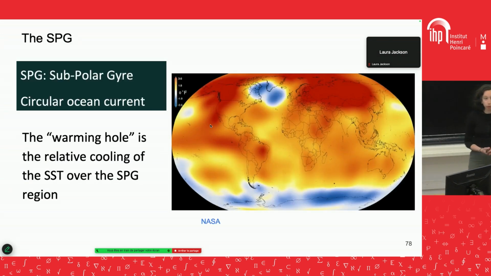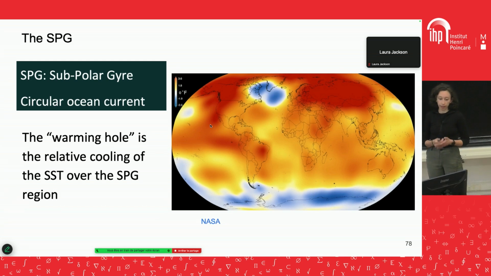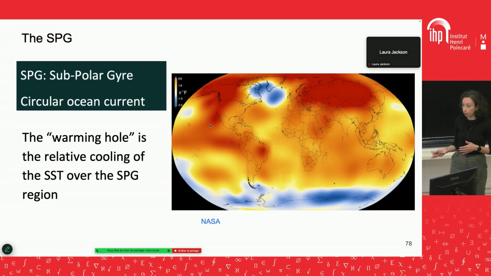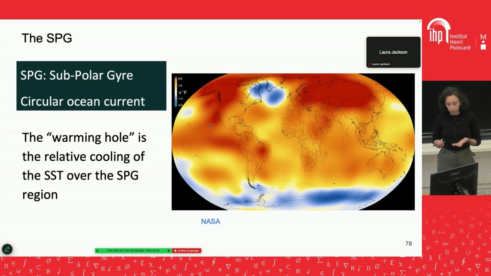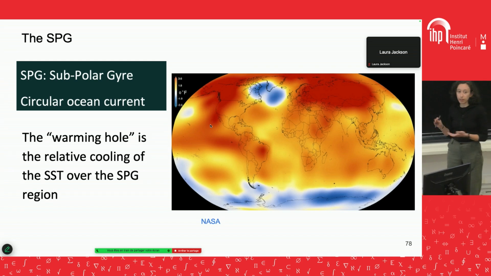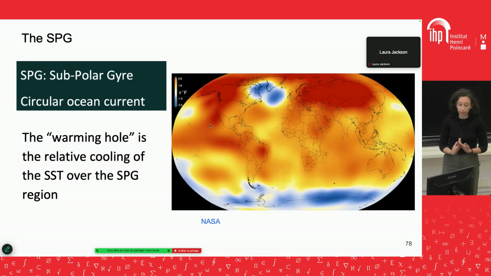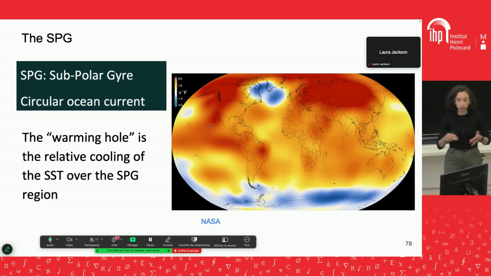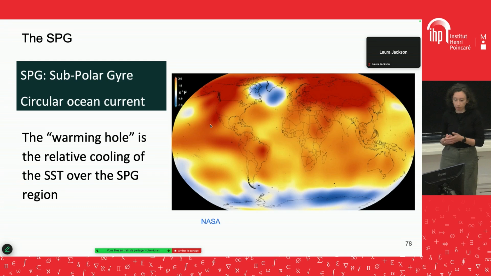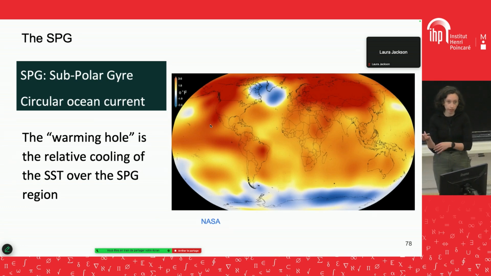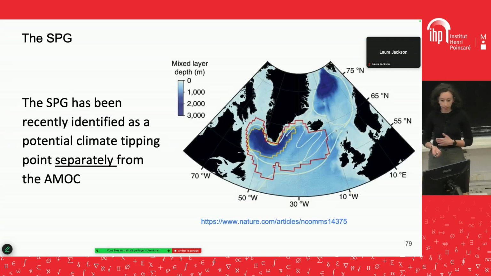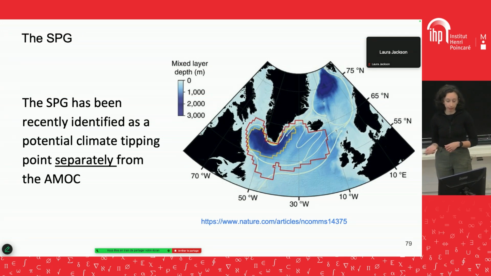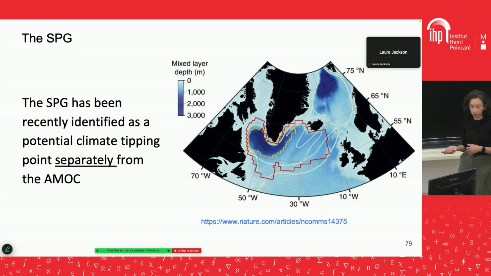The SPG is also quite relevant in this context, where the sea surface temperatures around the SPG region are also used as a fingerprint for the AMOC. The SPG, subpolar gyre, is a circular ocean current, which is its own separate system. And the relative cooling over this region, over the sea surface temperatures, is consistent with the idea of a weakening AMOC, as it would export heat to the Northern Atlantic, and if it's cooling, perhaps there's a weakening. But the SPG itself has recently been identified as a potential climate tipping element separately from AMOC.